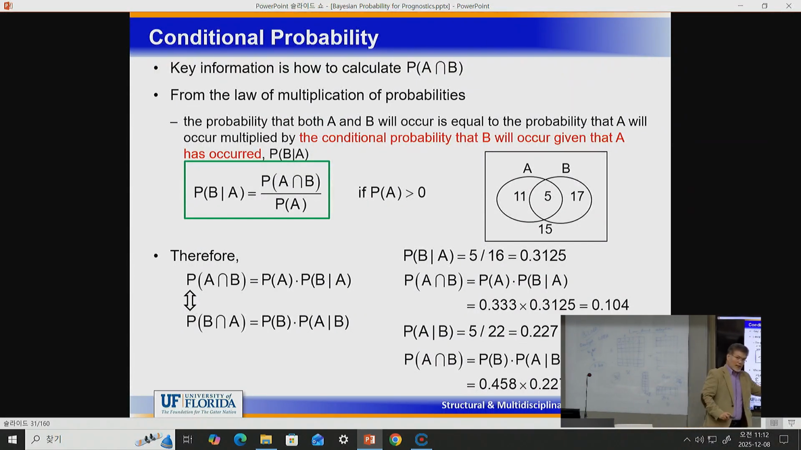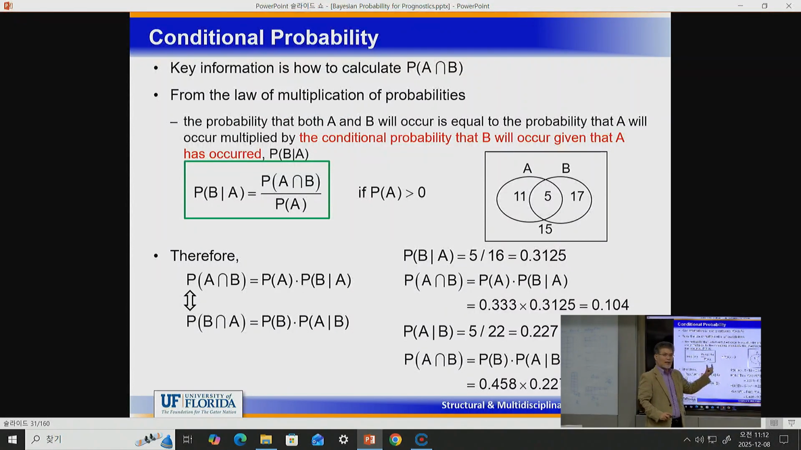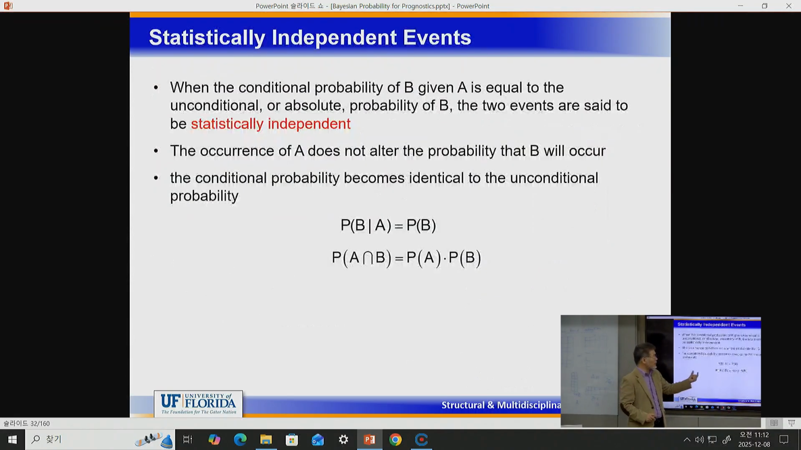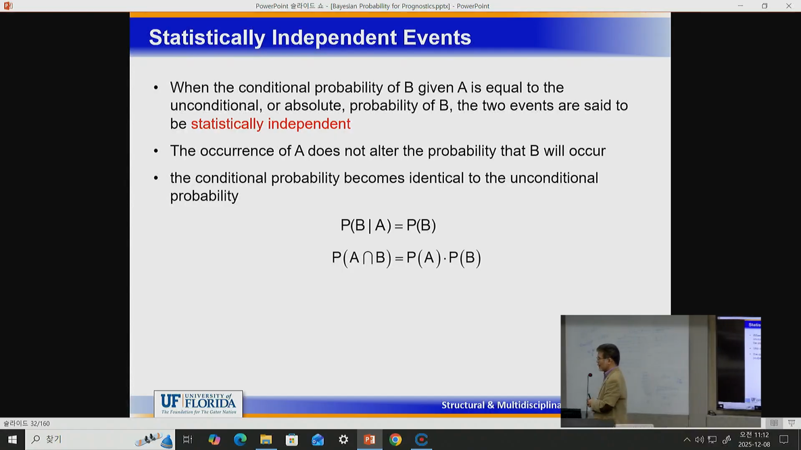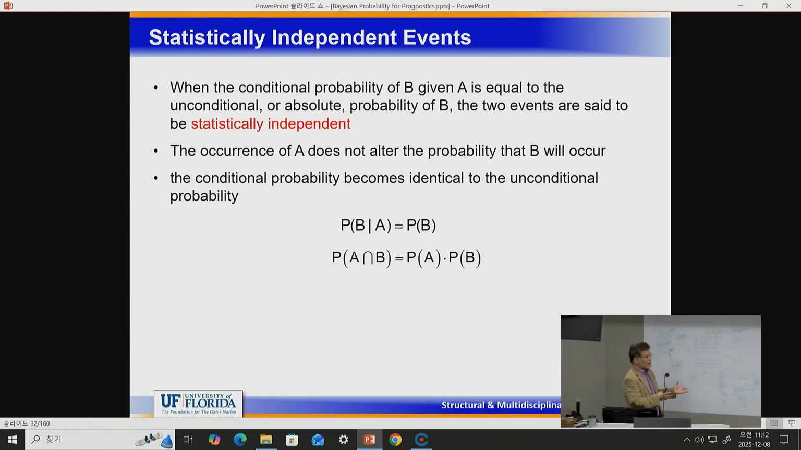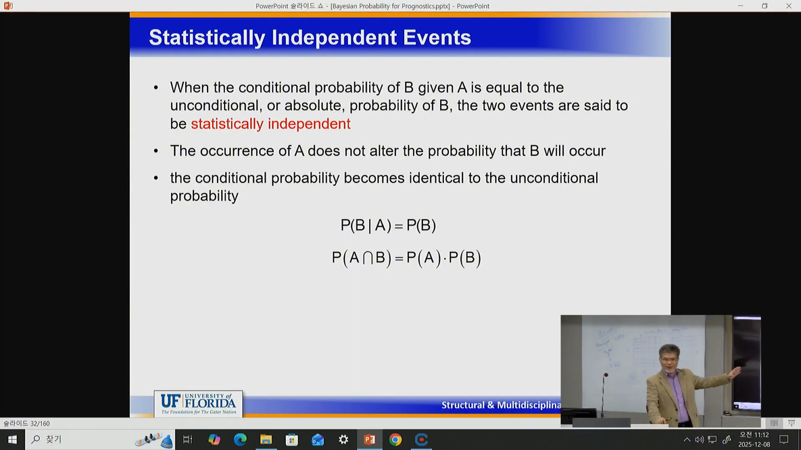If this is B, then this is A times P(B). If this is A, then this is B times P(A). So the intersection is nothing but the product of the probabilities, right? When two events are independent, the intersection is basically you multiply the probabilities. In this case, there's nothing you can do about it. There's no condition that works, right?